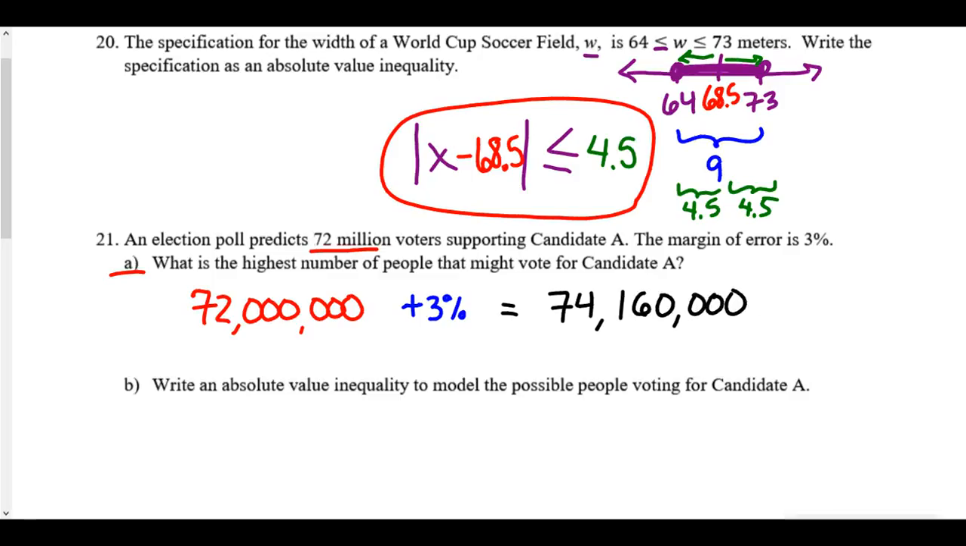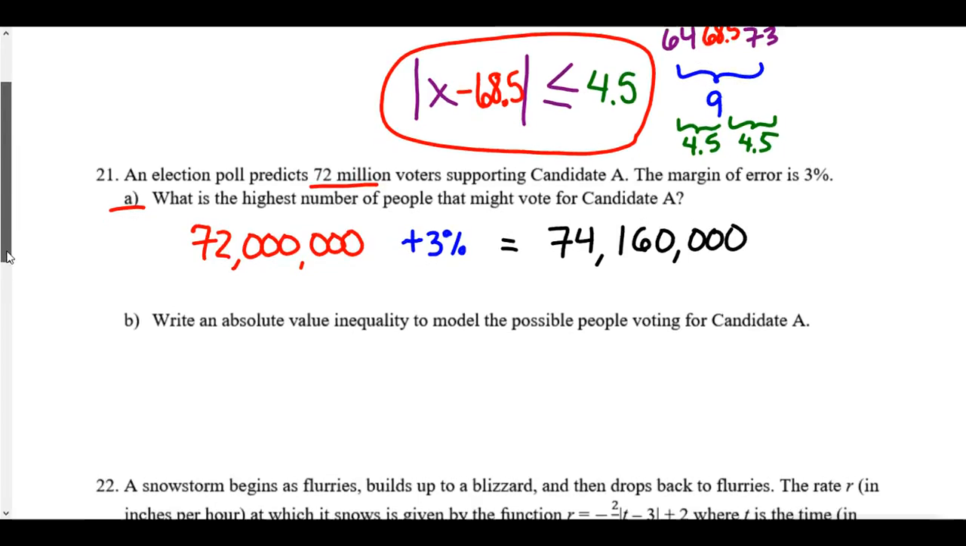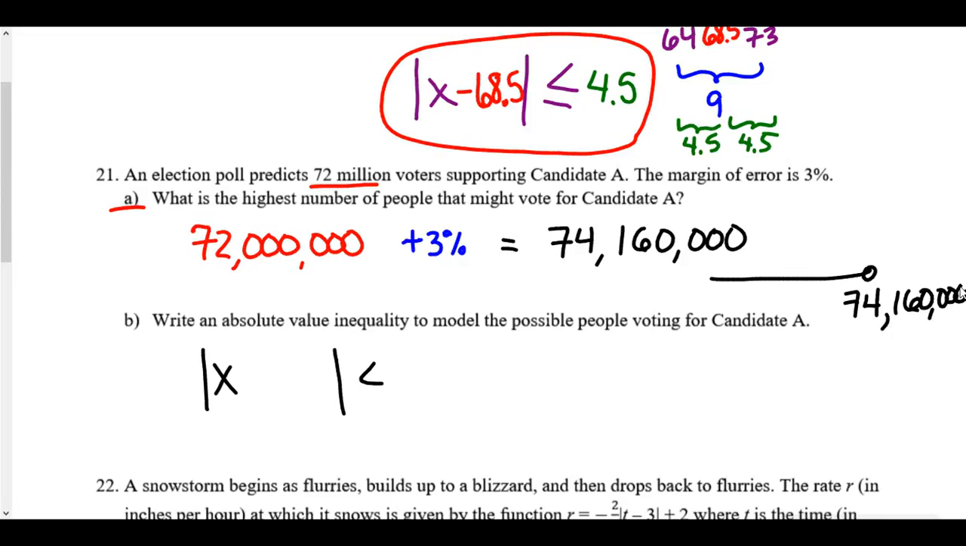74,160,000 is the highest number of people that might vote for candidate A. All right, so it says write an absolute value inequality to model the possible people voting for candidate A. So our margin of error had to be within 3%. So we're going to be less than to keep our within distance. If I wanted to think of this visually, my upper limit right here is the number that I just found, the 74 million number. I would need to find the lower number.